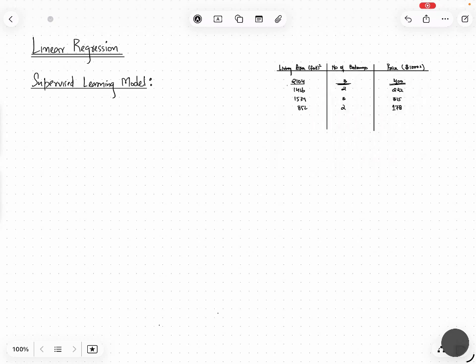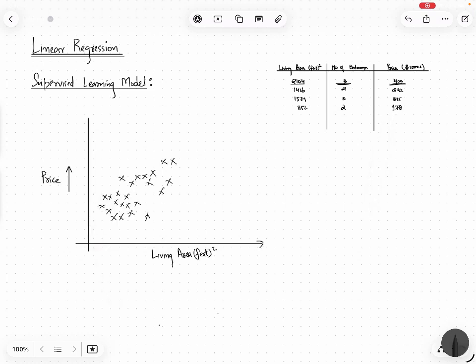So, given this data, we have to predict the prices of other houses in the vicinity that are not present in the data set. So how do we do that? Let's assume if we plot this housing prices data, it looks somewhat like this. Here we have living area on the x-axis and price on the y-axis. We're not considering bedrooms for now.